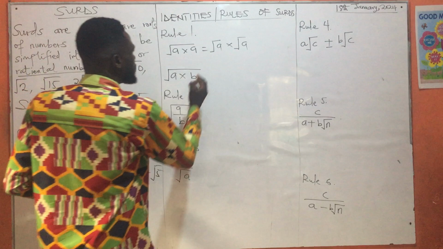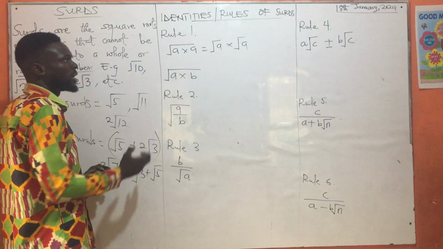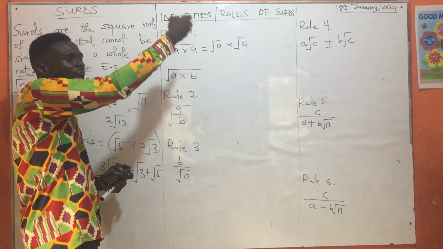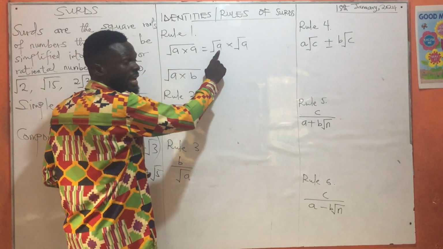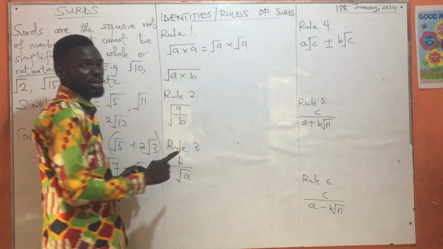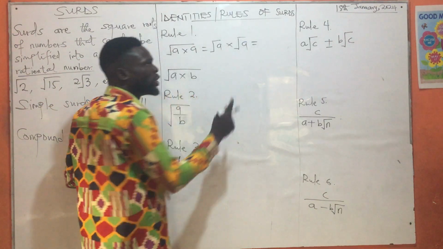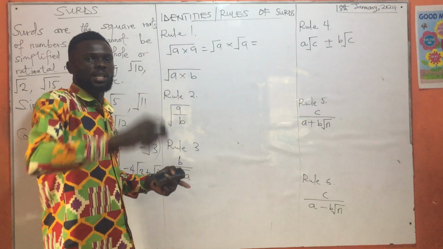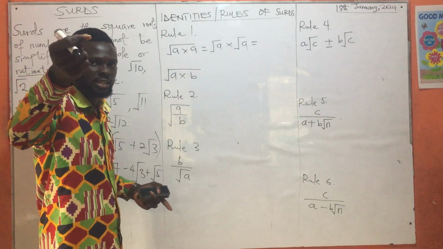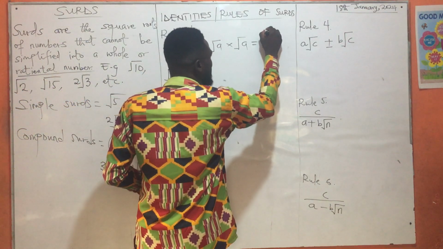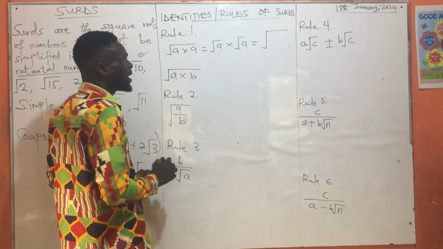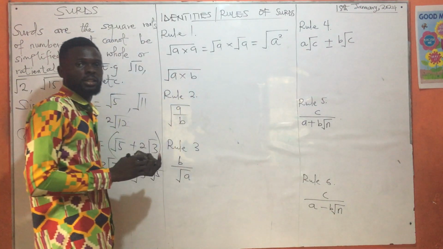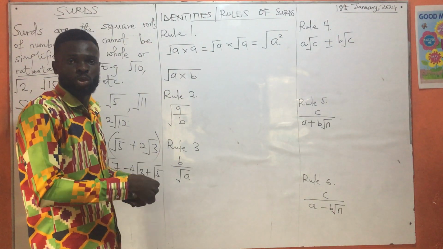So now, look at what we have. It says when you have the square root of a times a, it is the same as the square root of a times the square root of a. Now, we know in algebraic expression that any number times itself will give you the number squared. So the square root happens to be the same, but a times a will give you a squared.